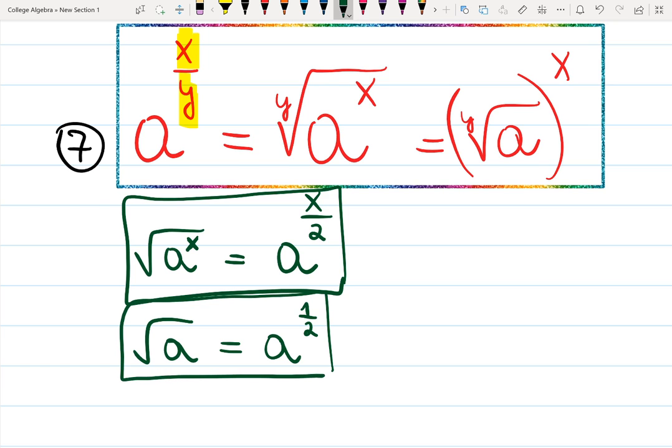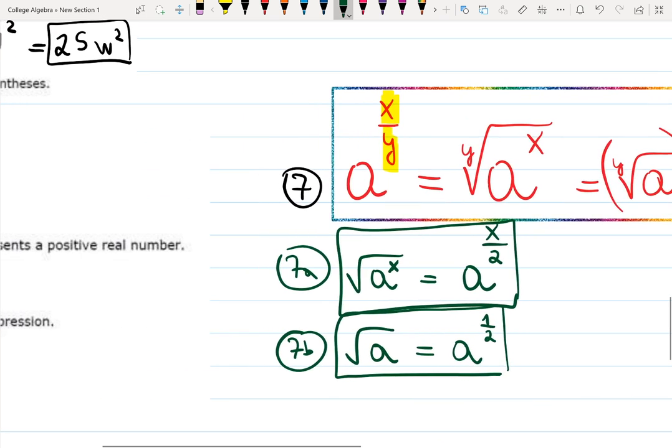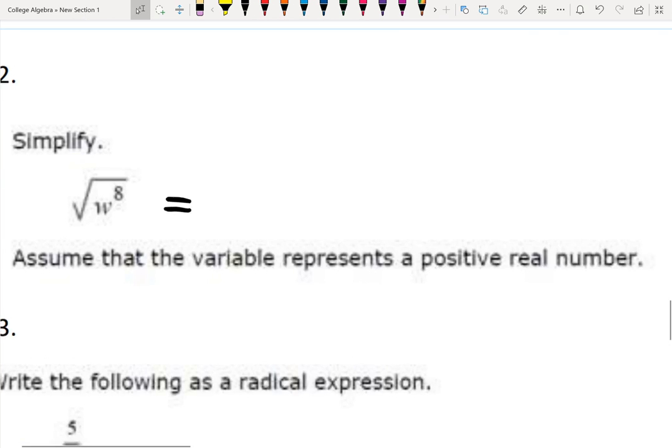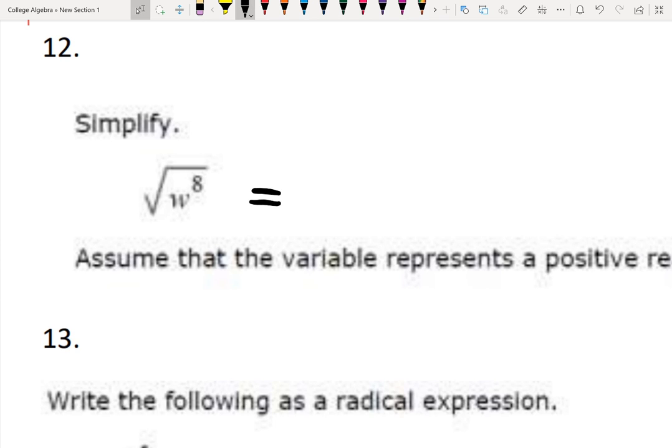So that's what I'm going to call example 4. I will do 7a and 7b. Now, for the example here, I'm working with a square root of w raised to the 8. So I know that 8 will go to the top. The square root has this hidden 2 over here. Then I will just have 2 at the bottom of this fraction.